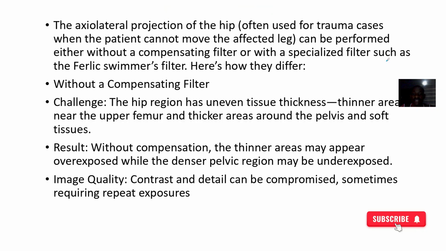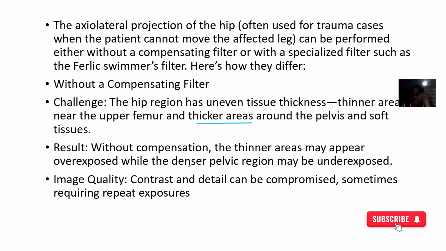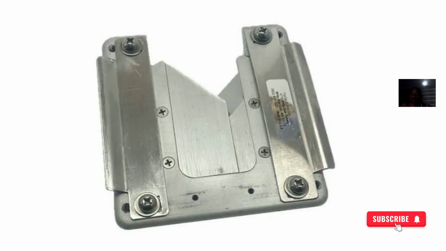So what's the challenge? The hip region has uneven tissue thickness. The thinner areas are near the upper femur and the thicker areas are around the pelvis and the soft tissues. As a result, without compensation, the thinner areas may appear overexposed, just like what we have here. Image quality, contrast and detail can be compromised. Sometimes it might even require you to take the imaging again, which is not nice. Exposing the patient all over to radiation is not nice.